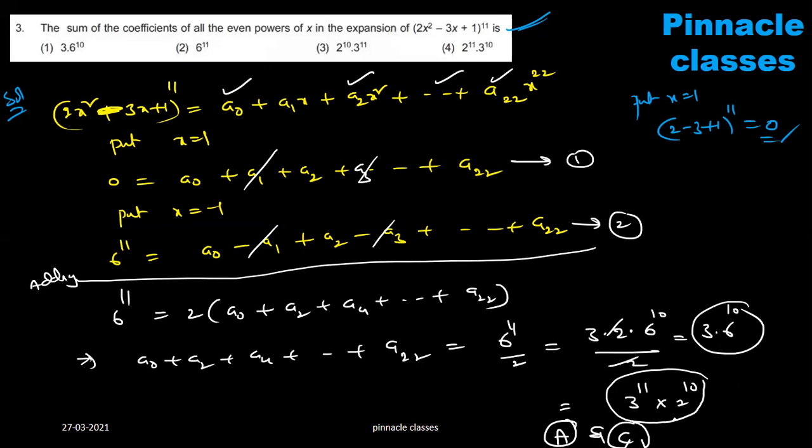Same question, if they are asking for the sum of the coefficients of all the odd powers of x, we should subtract. Not the case here. The same answer is coming, but negative. That's all. It means minus 3 into 6 power 10, or minus 2 power 10 into 3 power 11.